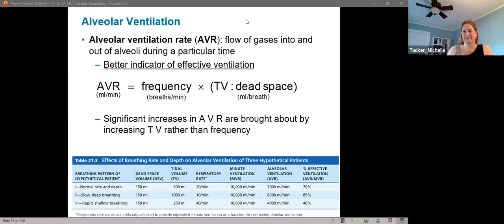We are transitioning a little bit towards gas exchange. We're getting there. So alveolar ventilation rate is the flow of gases in and out of the alveoli during a particular time. It is a better indicator of effective ventilation.